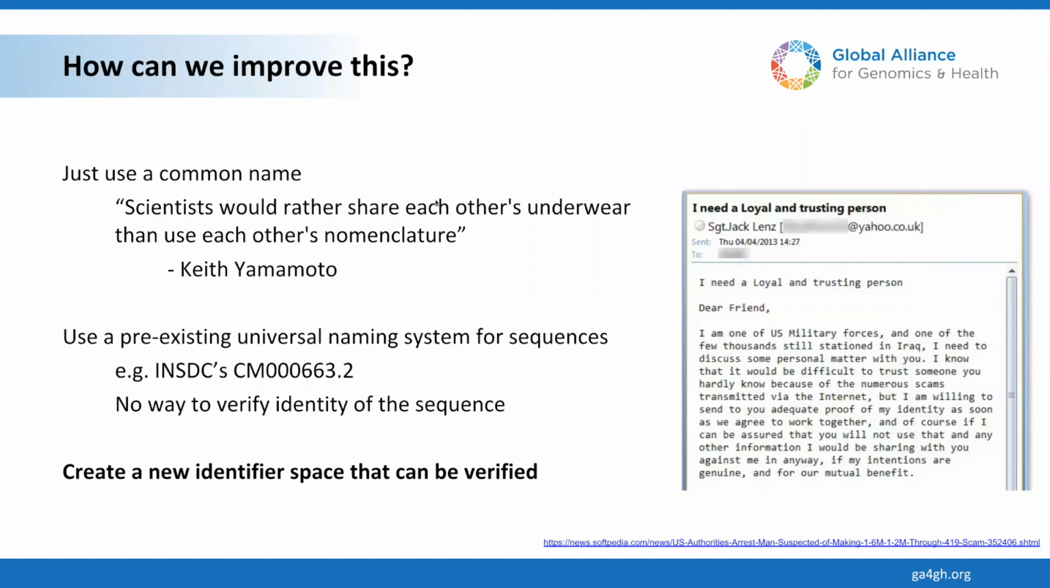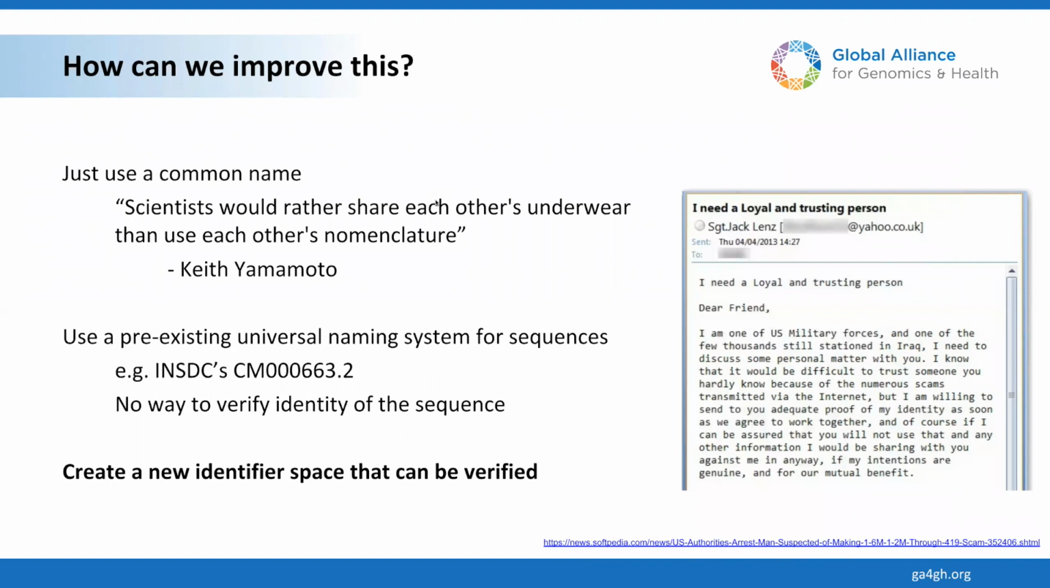We could use a pre-existing universal naming system or an identification accessioning system. INSDC has such a thing. All genomes should be submitted into INSDC should they be available for public consumption, and INSDC will mint an accession and version that accession as well. One issue with this, though, is that there's no way to actually verify the identity of the sequence. So again, we're back to that same problem.